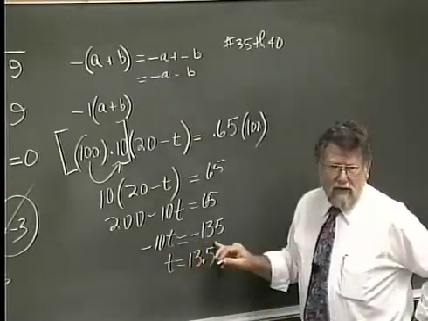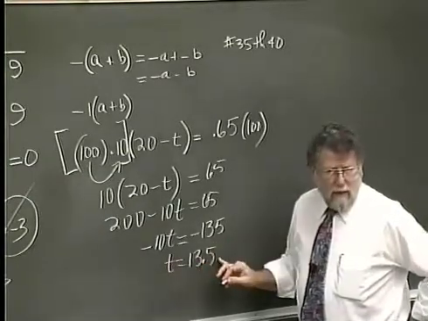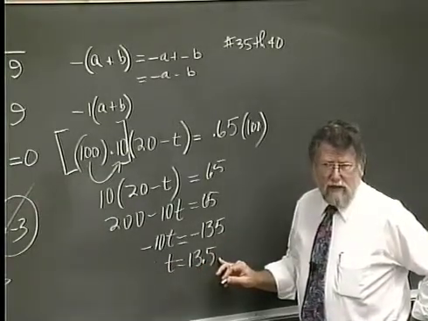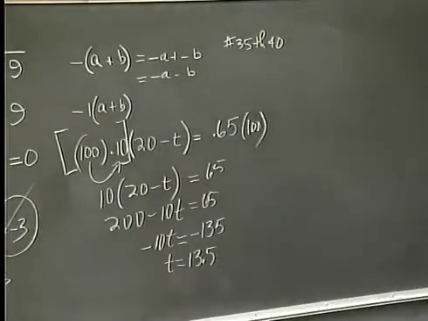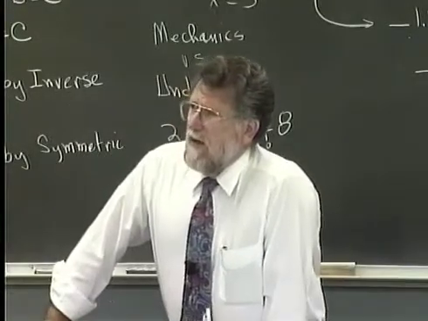By the way, note, these were both negative, so when I divided by negative 10 on both sides, I got a positive and a positive. Watch your signs. Enough there. Yes? Okay? Before you put those brackets there, could you have done 10 times 20?